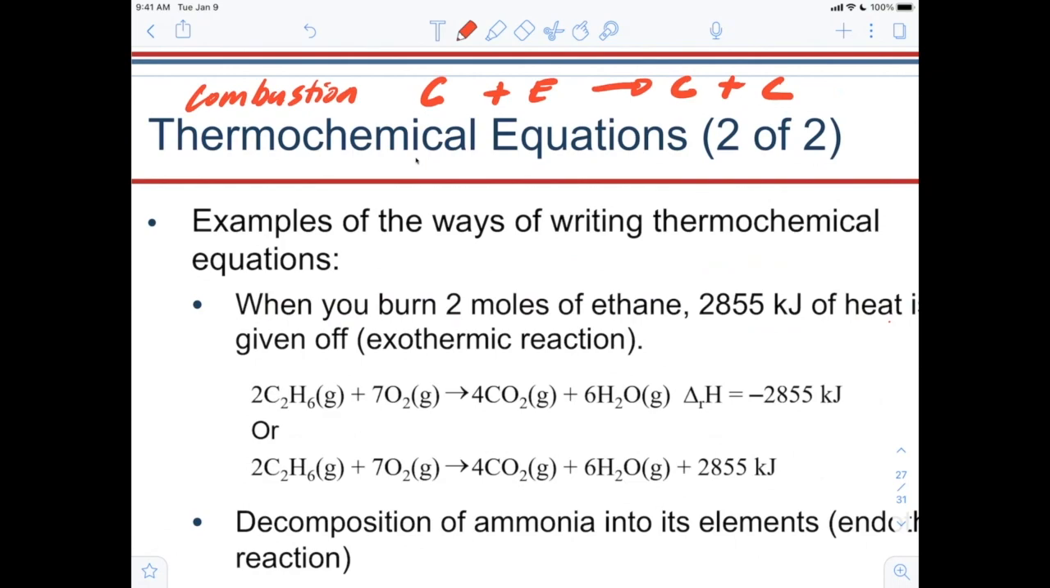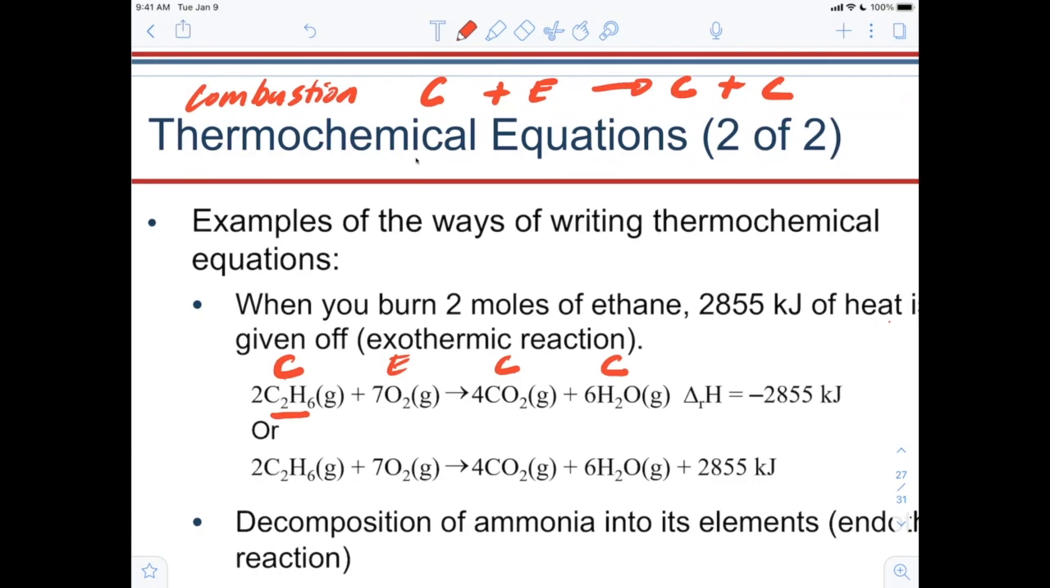The compound tends to be a fuel, so it's some kind of organic compound with carbon and hydrogen. The element tends to be oxygen. Oxygen is required for a fire to burn. You have no oxygen, you have no fire. In the products, you usually get carbon dioxide and then you get water. And these are essentially compounds. Okay? So you got compound, element, compound, compound.